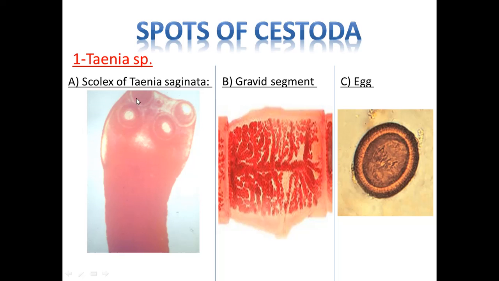We should remember that the cestodes are very long worms. They reach meters in their length. That's why we cannot see an entire cestode under the microscope, but we can see segments of this worm under the microscope.